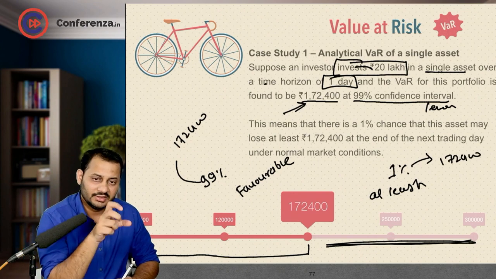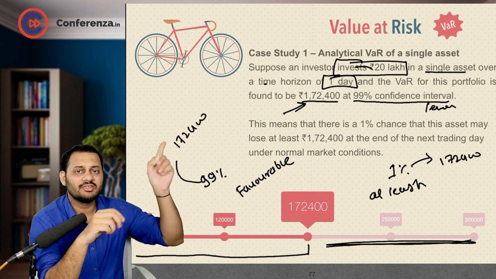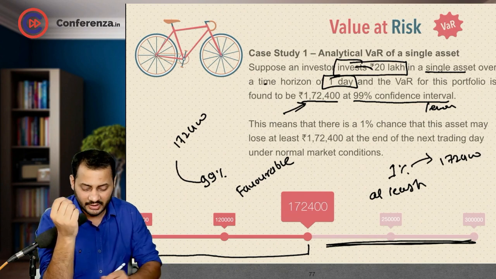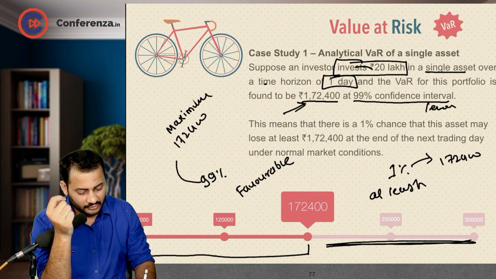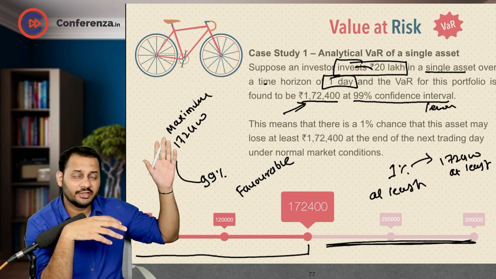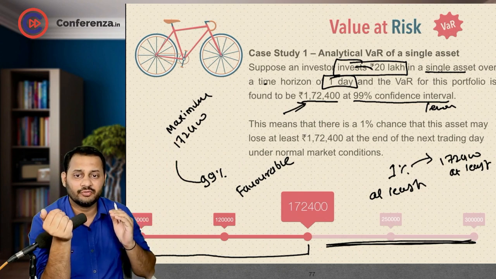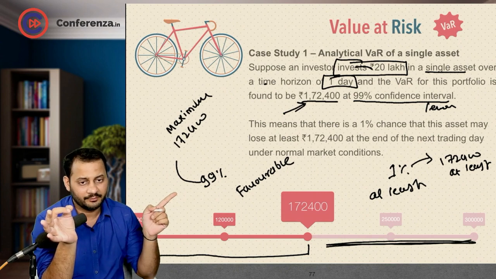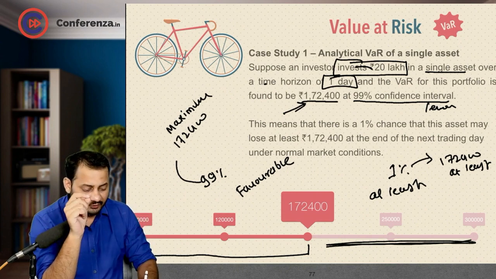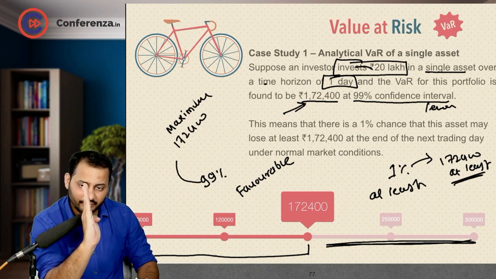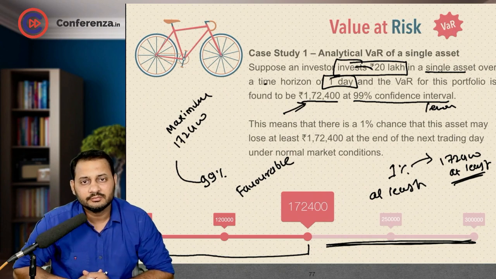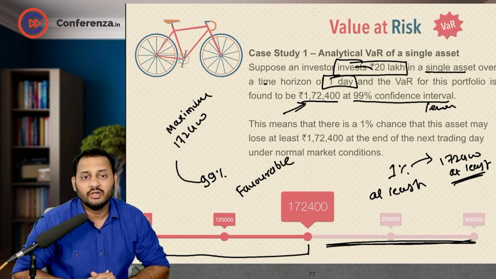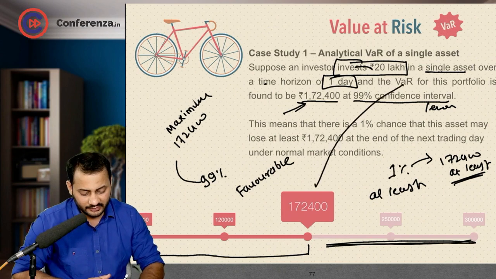So when you consider 99% or 1%, the figure is not important. The important thing is the wording before that. Maximum 172,400 or at least 172,400. So when you say maximum 172,400, that means your loss will be below 172,400 and you are 99% confident about it. But at least 172,400 means the loss will be 172,400 and beyond that, and the chance of that event happening is 1%. So are you getting it? The meaning of VAR. VAR is 172,400.